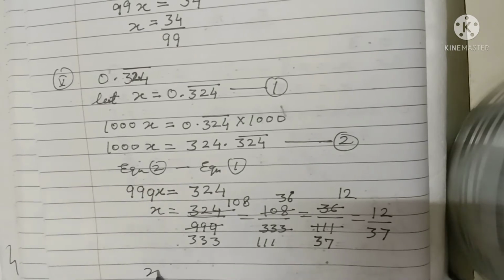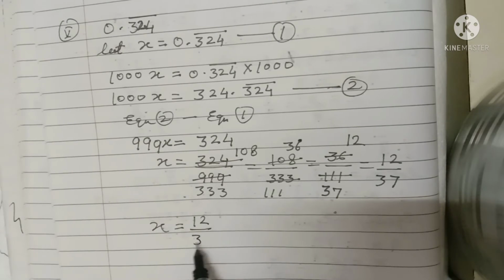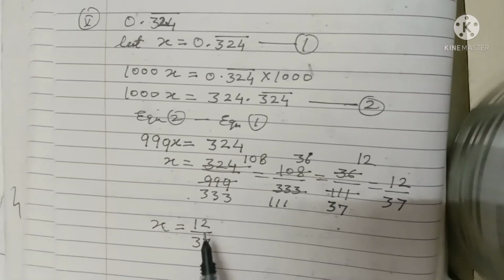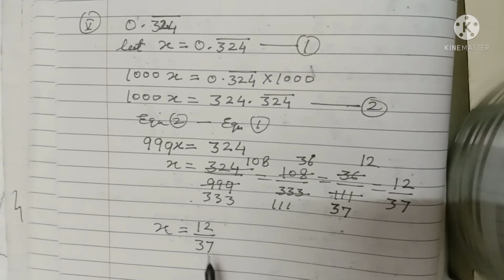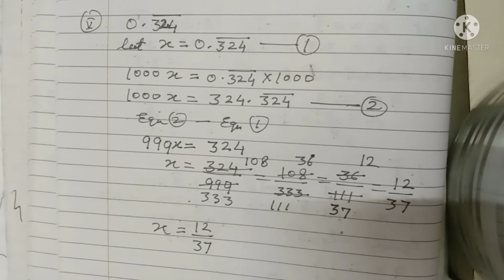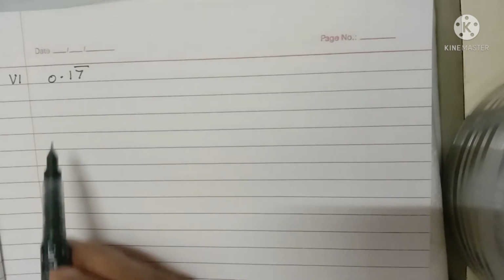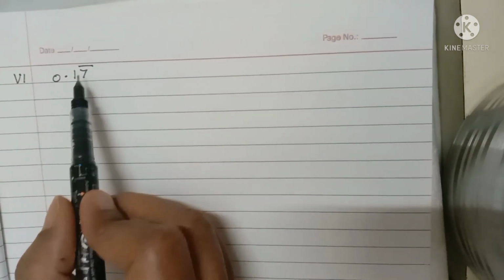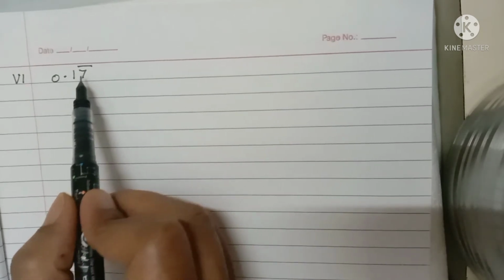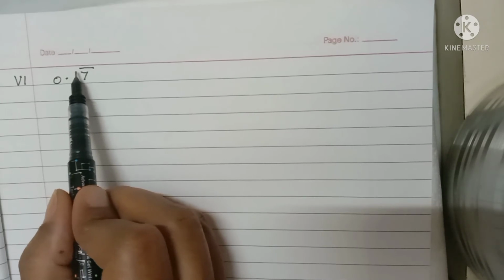So x is equal to 12 upon 37. Now it is in the simplest form and in the form of a fraction. So this becomes part 5. Now part 6. Part 6 is somewhat different from the other parts. Here the digit having the bar has one digit before it that is without a bar.